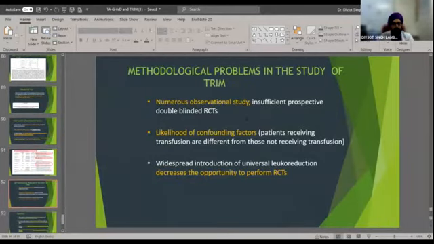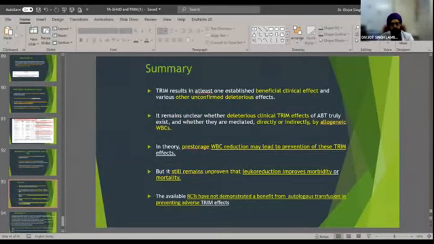So, summary of TRIM. TRIM results in at least one established beneficial clinical effect and other unconfirmed deleterious effects. It remains unclear whether deleterious clinical TRIM effects by allogeneic blood transfusion truly exist and whether they are mediated directly or indirectly by allogeneic WBCs. In theory, pre-storage WBC reduction may lead to prevention of these TRIM effects, but it is still unproven that leukoreduction would improve mortality and morbidity. And the available RCTs have not demonstrated a benefit from autologous blood transfusion in preventing these adverse TRIM effects.